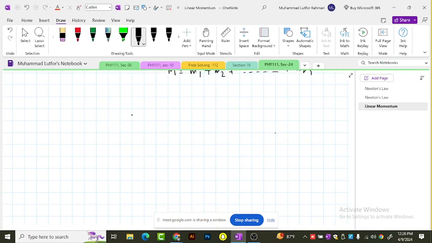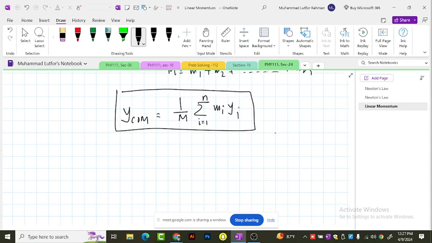Similarly, if it is in the y direction, we can write y com would also be 1 over M summation i from 1 to n of mi yi. This is the y com. If it is two-dimensional, then you will find x com and y com. Center of mass is simply a location where all the mass can be concentrated. You have to find the coordinate of that mass, the average mass distribution. We can also say it is the arithmetical average of the mass locations. That's why one guy said it's a mathematical equation.